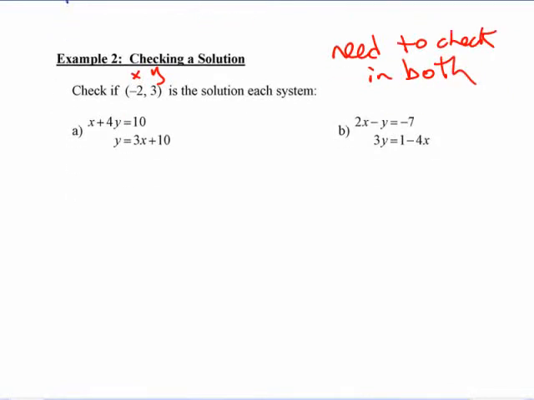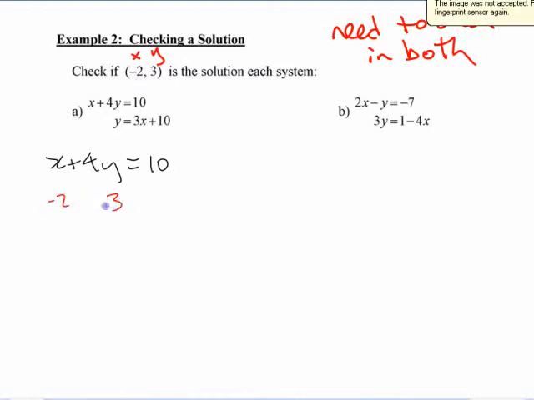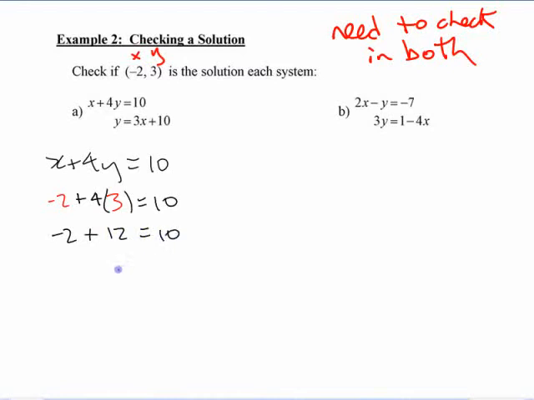But you do it exactly the same way as you would have done before, right? If you want to check this, x plus 4y equals 10, do these numbers work if you put them in? Which one's x? X is the first one, so you can put in negative 2 there and you can put 3 here. And then just see if it works. Does that work? Negative 2 plus what is that? 12? Negative 2 plus 12 is 10. That works in that one equation. Just because it works in one equation doesn't mean it's the solution. It has to work in both.